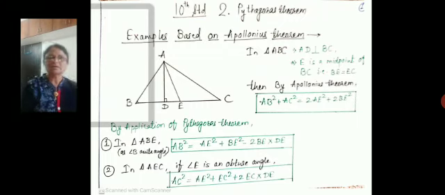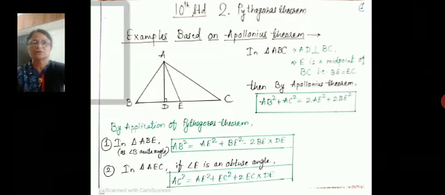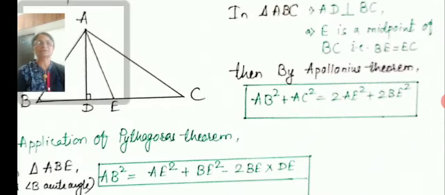You can see the figure which is taken on the screen. Triangle ABC, AD is perpendicular to side BC. If AE is the median for the triangle ABC, so BE equal to EC, that we can see. So the Apollonius theorem says that the equation is AB square plus AC square equal to twice of AE square plus twice of BE square.